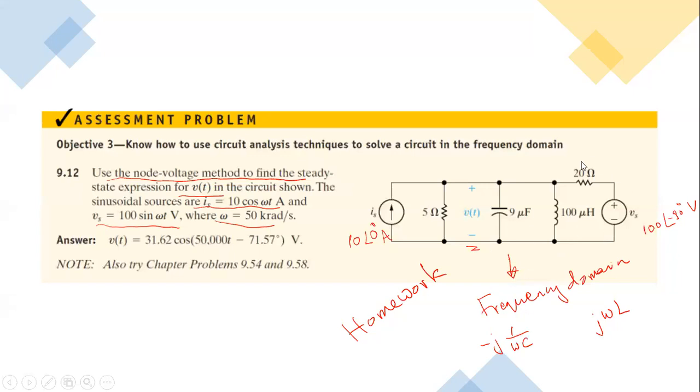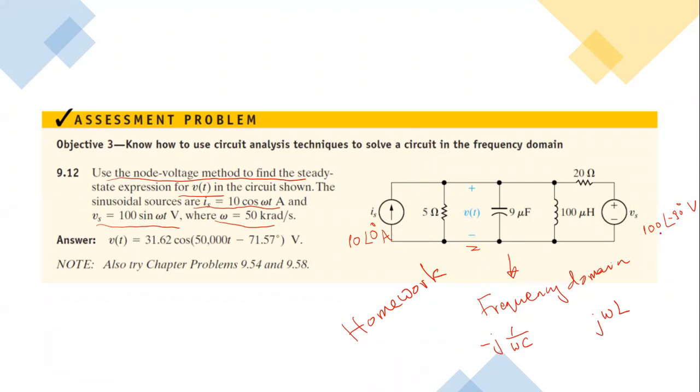Then this 20 ohm will remain 20 ohm, because it's a resistor, it will not change. Is it clear how we convert to frequency domain, please? Yes. Okay. Yes, it is.